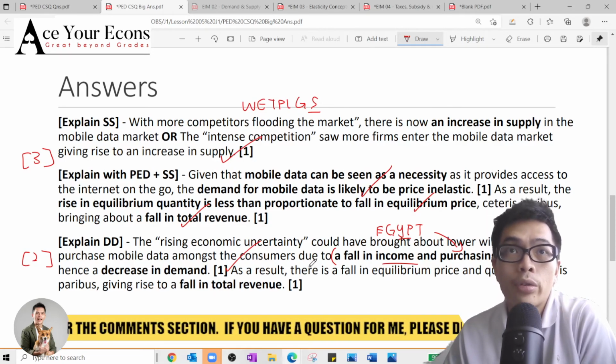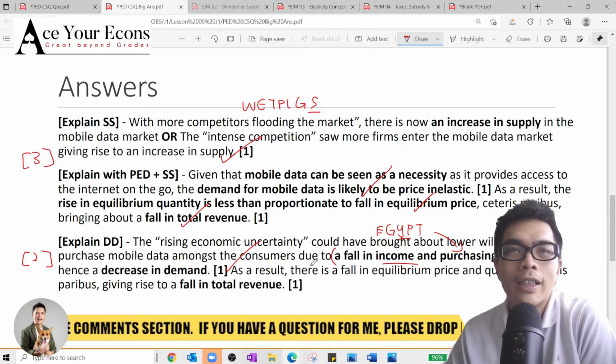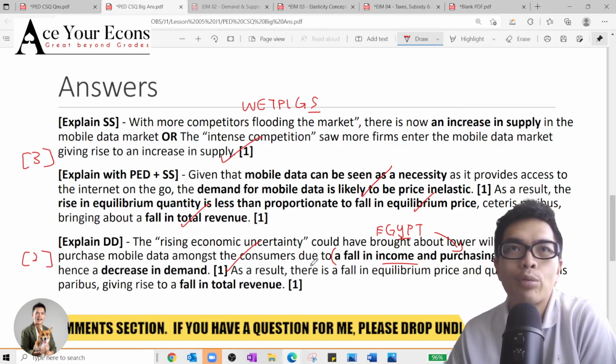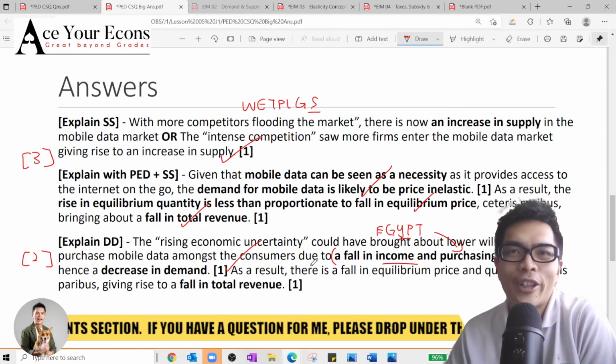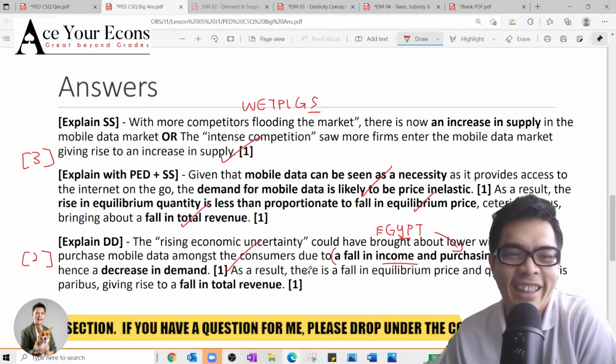Okay, and this is assuming that this is a normal good. My H2 students, I'll explain to you what is the significance of a normal good next week. Next Saturday morning. Okay, please come, important.